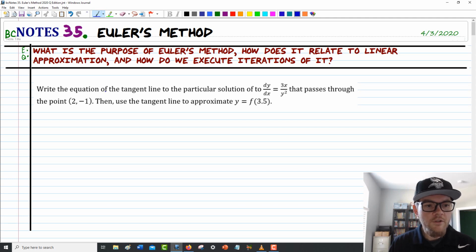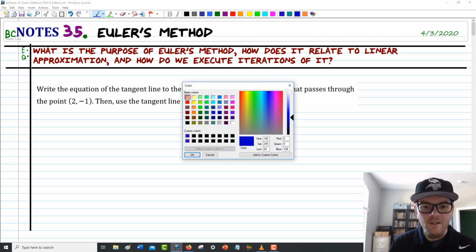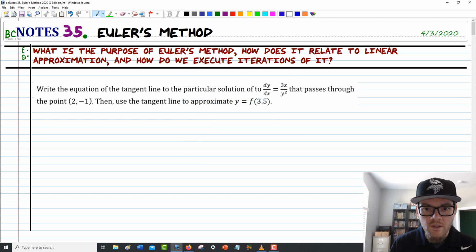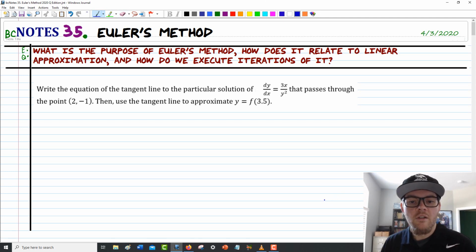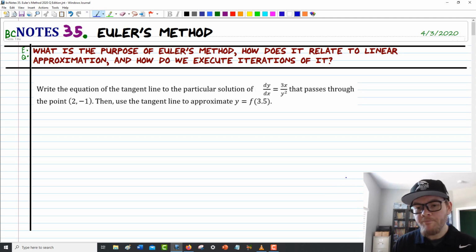So right here in this first question it says write the equation of the tangent line to the particular solution of dy/dx equals 3x over y squared that passes through the point (2, -1). Then use the tangent line to approximate y equals f(3.5).